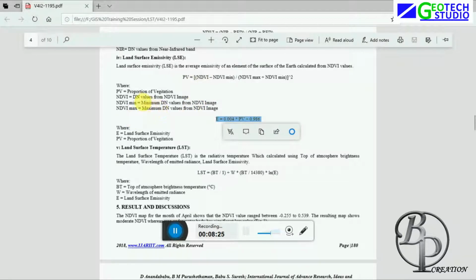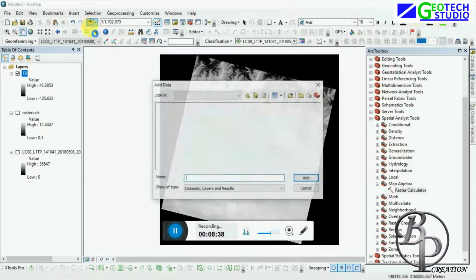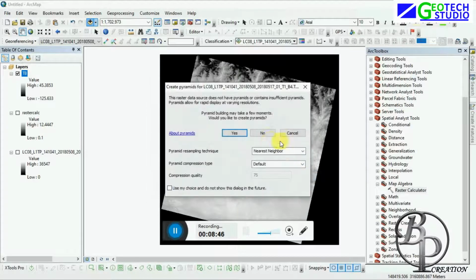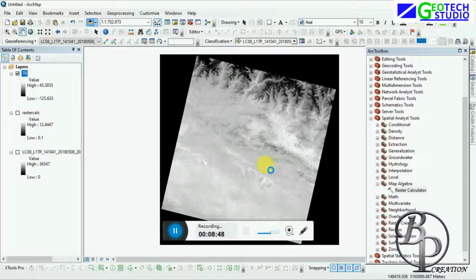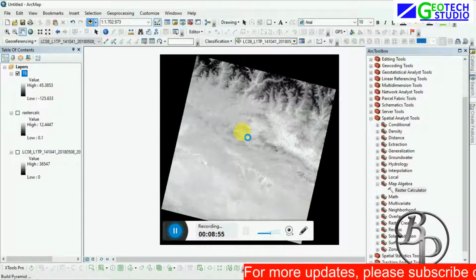Now for NDVI we have to add the infrared band and the red band. I am going to add band 4 and band 5 to calculate NDVI. Now I am going to click yes. Don't worry, click yes again.